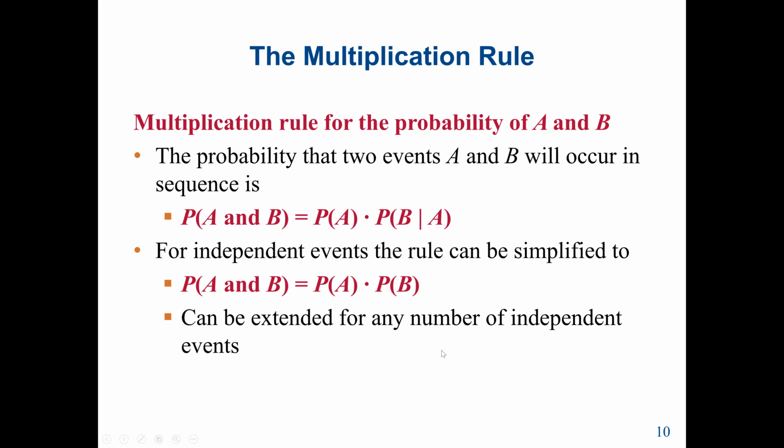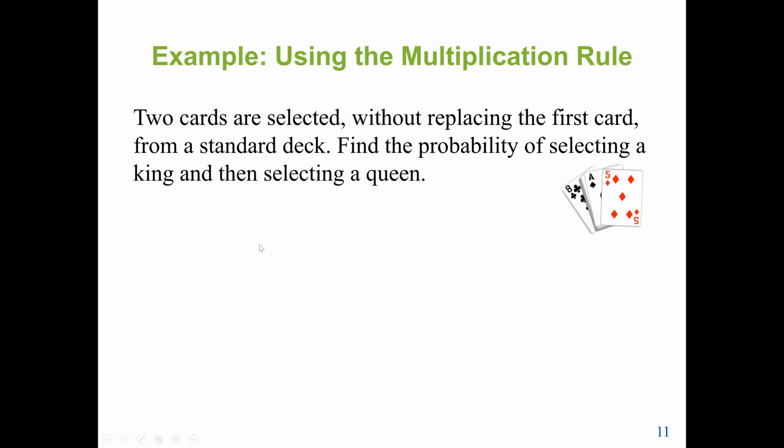This can be extended for any number of independent events. So the probability of A and B and C, if the three events are independent, will be the probability of A times the probability of B times the probability of C. Let's see one example here. They say we have two cards selected without replacing the first card from a standard deck. Find the probability of selecting a king, then selecting a queen.